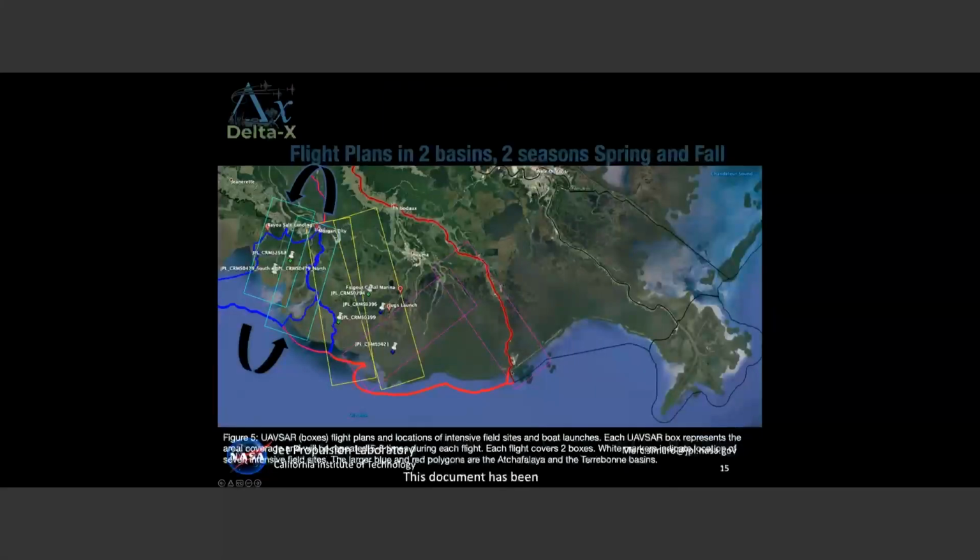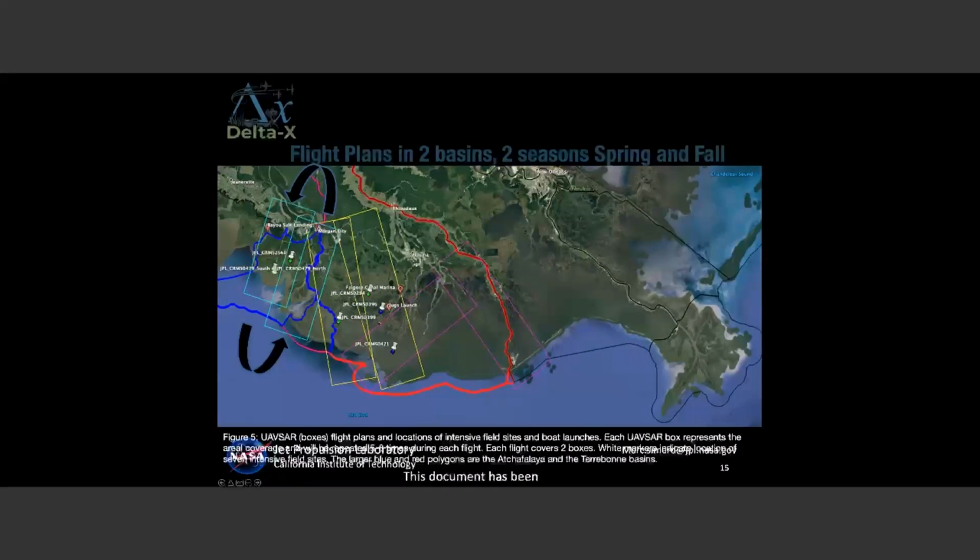So here's the strategy. What we're interested in here is to use remote sensing to calibrate our hydrodynamic models. This is a very dynamic area. We have the tide coming in every day, and we try to measure the propagation of the tide inland and as it comes out of the wetlands.